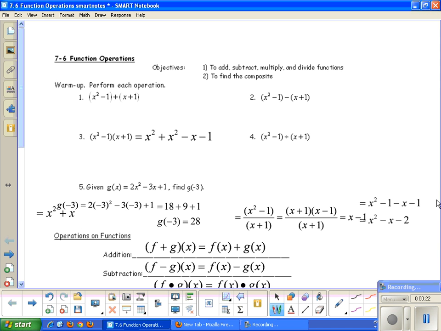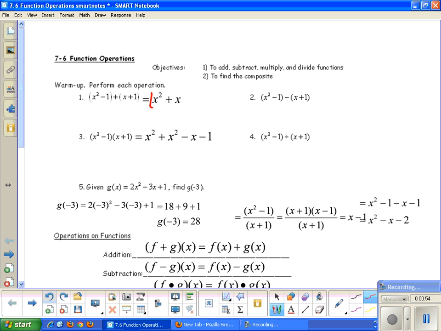All right, so to look at the first part, for number 1, we have x squared minus 1 plus x plus 1. There's no numbers in front of the parentheses, so I don't have to distribute, and there's no powers to each of the binomials, so I don't have to FOIL. So for the first one, I'm just going to go ahead and combine like terms. My like terms would be, in this case, the 1 and the negative 1. So when I do that, I end up with my answer being x squared plus x.